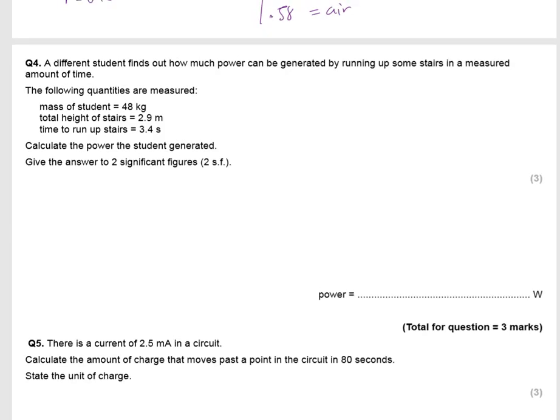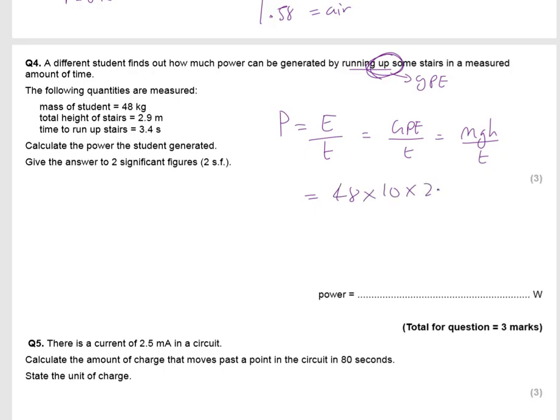Now power, we're looking for power. Power is energy over time. What are we doing? We are going up the stairs, so this here is GPE, so the energy is transferred to GPE over time. GPE is mass times gravity times height, over time. So mass is 48, G is 10 on Earth, height is 2.9, divided by the time, 3.4.